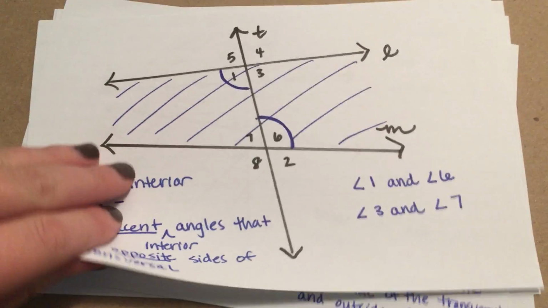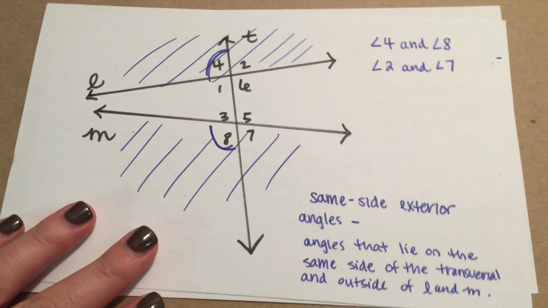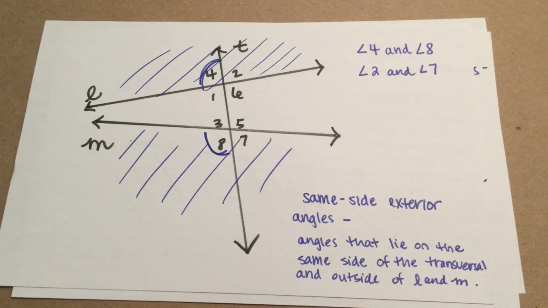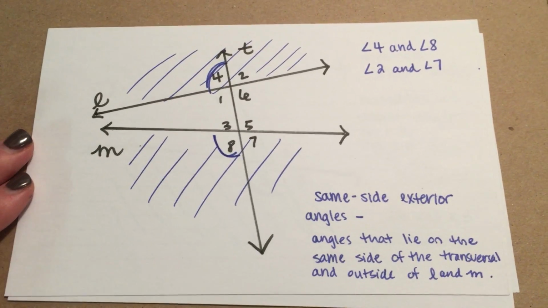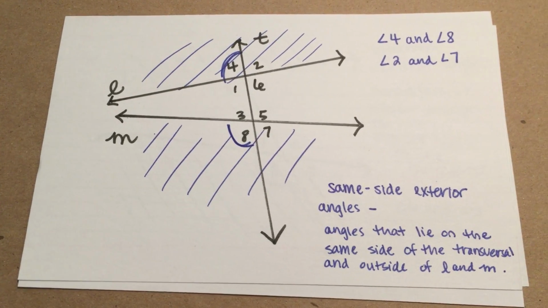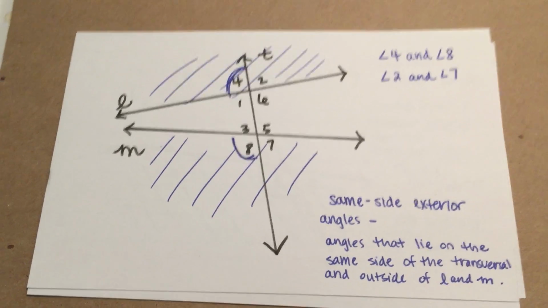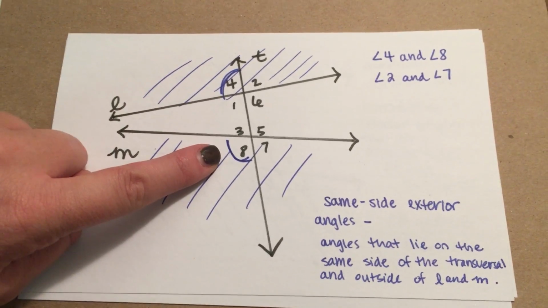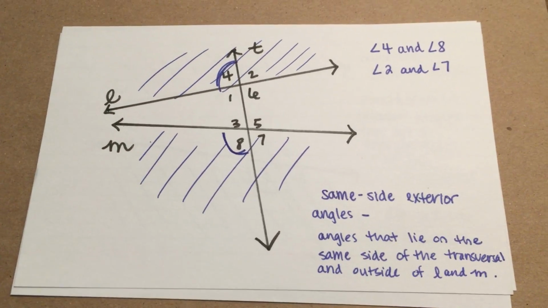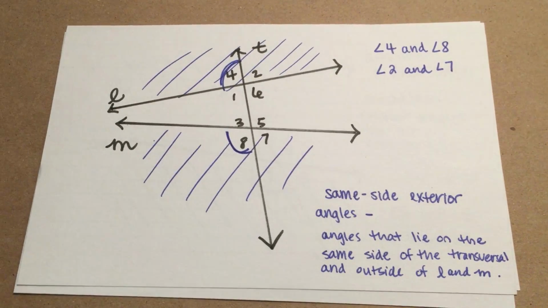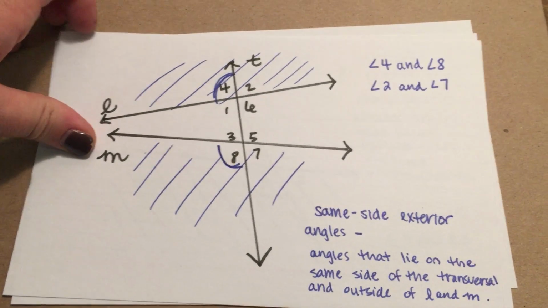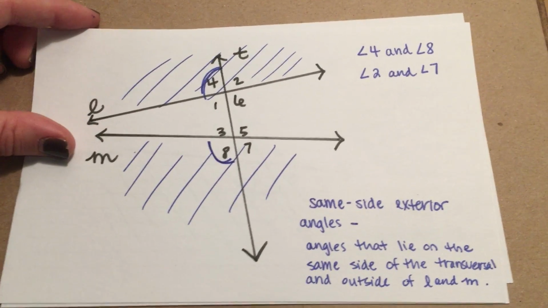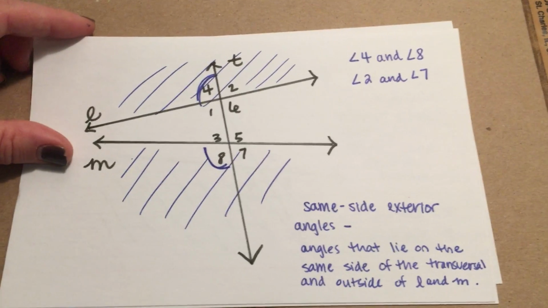All right, if you understood the first 2, these next 2 should be pretty easy because they're really similar. We have same side exterior angles. So like same side interior angles, our same side exterior angles are on the same side of the transversal, but these are outside of lines L and M. So angles 4 and 8, as well as 2 and 7, are same side exterior angles. We cannot say that 4, 8, 2, and 7 are all same side exterior angles. Remember, we're talking about the way 2 angles are related.